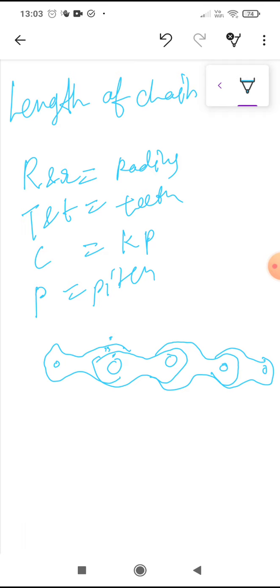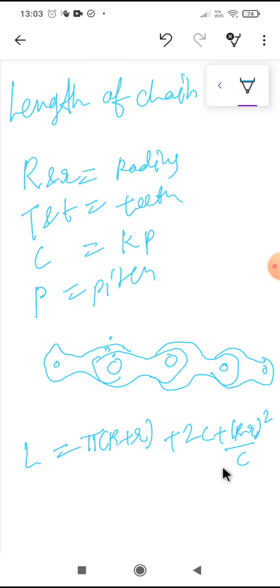If I want to find the length, we will use the formula for the length for an open belt drive. What is the formula for length for an open belt drive? It was L is equal to pi into (R plus r) plus 2c plus (R minus r) whole square divided by c. So we'll use directly this formula. But here the capital R, the radius, will be p by 2 cosec 180 by T.